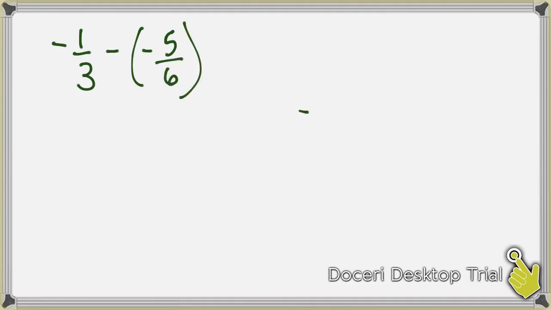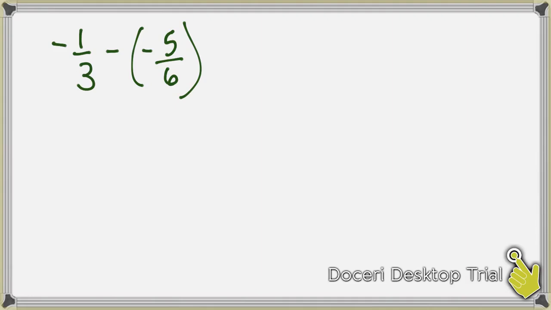How about one like this. Negative 1/3 minus negative 5/6. Pause it, try it, and we'll talk about it. All right, now that you've tried it, let's talk about it.